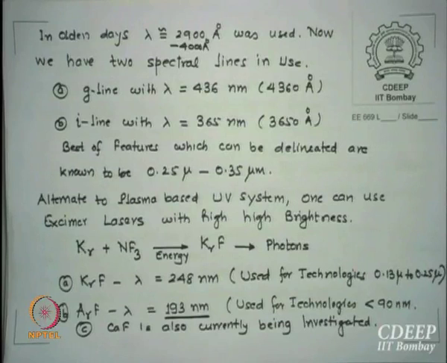Now krypton fluoride gives a wavelength of 248 nanometers. So it is good for 0.13 to 0.25 microns, or as I say, some people have tried 90 nanometers successfully. Then we went to argon fluoride, which has a lambda of 193 nanometers, and we are also now looking for fluorine alone. Argon fluoride is 193. If I use only fluorine, then it is 157 nanometers. I did not write it, but you can write.